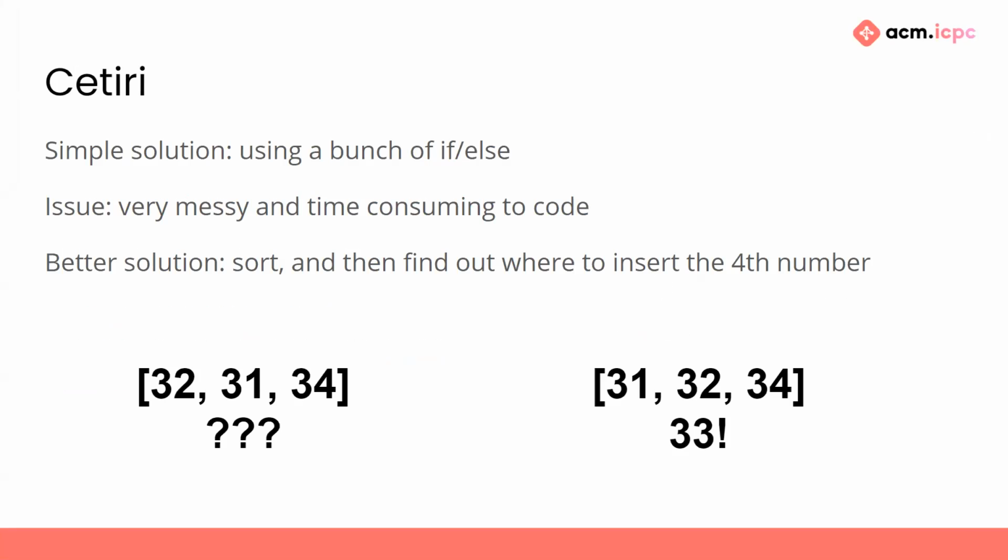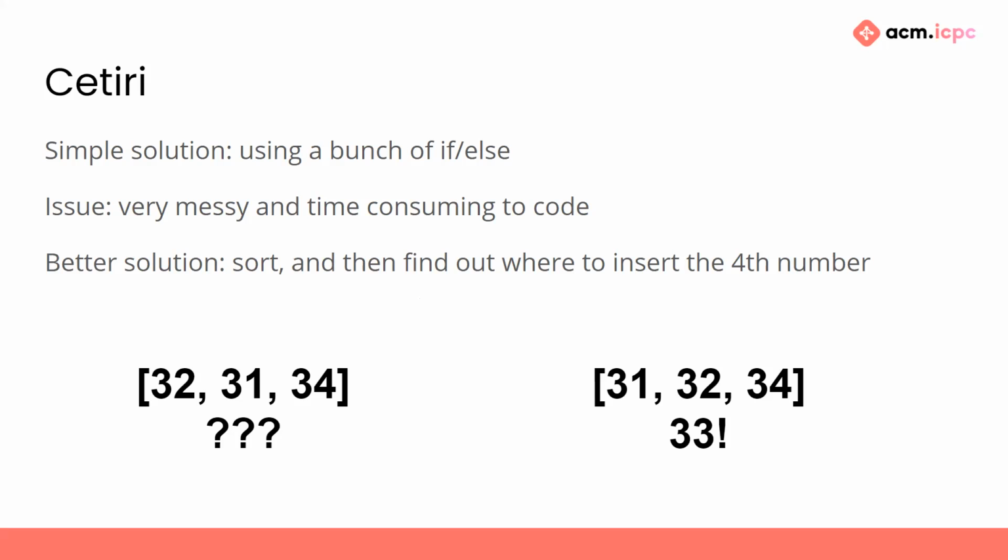So a really simple solution is to use a bunch of if-else conditional branching to find out what the missing number is. But the problem with this approach is that the numbers are not in order, right? So it's very messy, and it's very time consuming to code. A better solution would be to sort the array first, and then find out where the missing number is, because we only have 3 numbers.